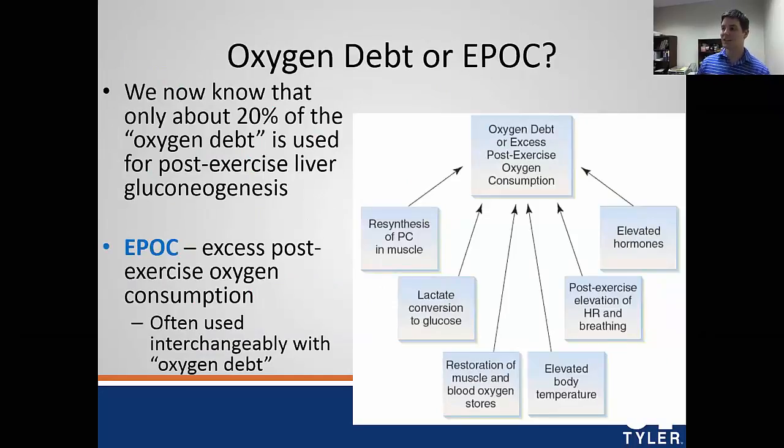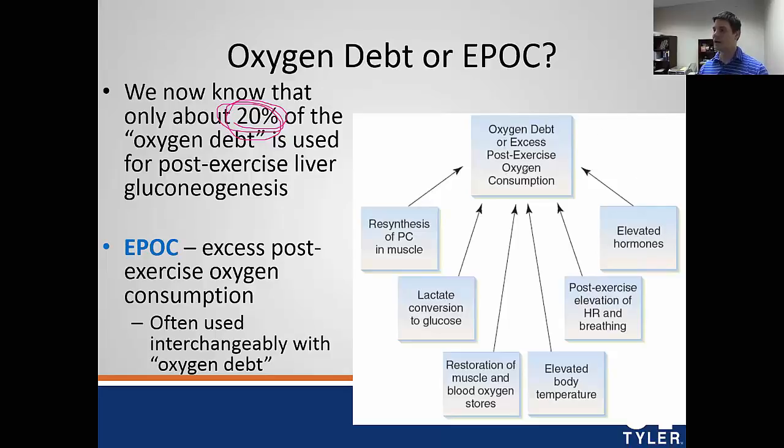So what we have now is what we consider EPOC. EPOC stands for excess post-exercise oxygen consumption, and it's often used interchangeably with oxygen debt. But what we now know is the mechanisms are different. So earlier in that first slide, I said 80% was used to put lactate into gluconeogenesis, but now we know 20% of oxygen debt is used for post-exercise liver gluconeogenesis out of lactate. Okay, so then what are we using these methods for?